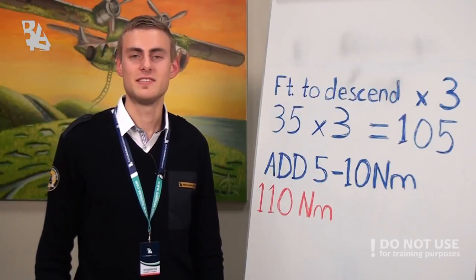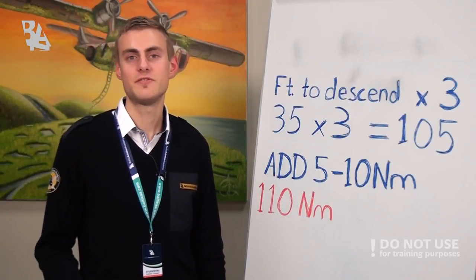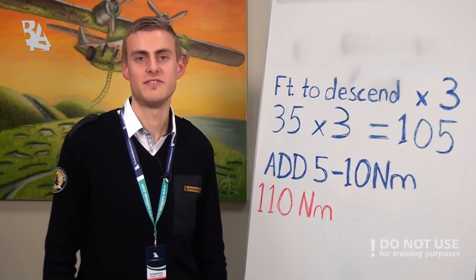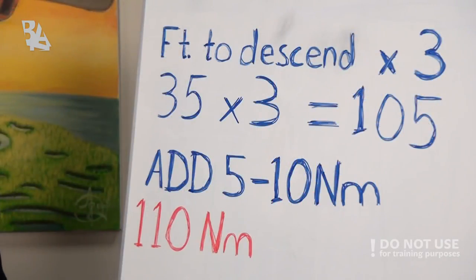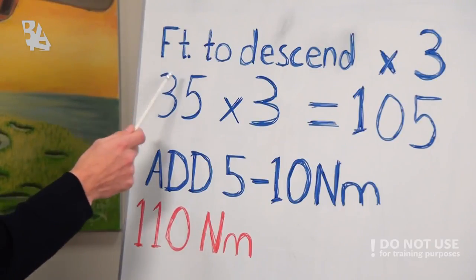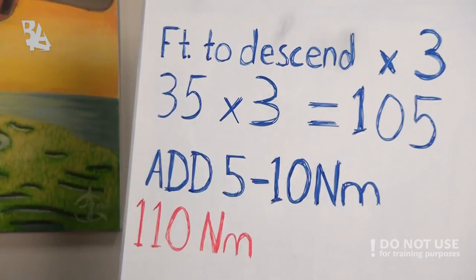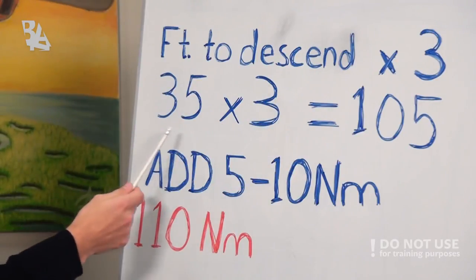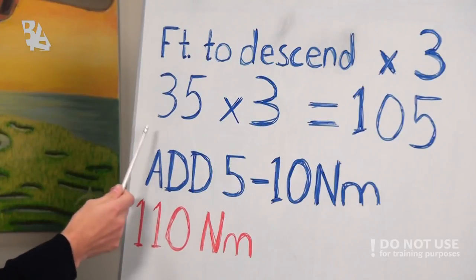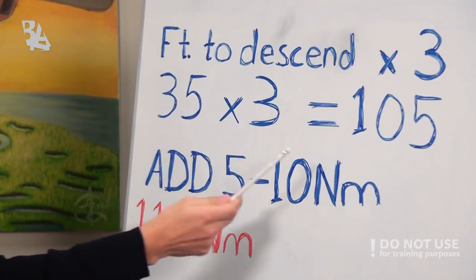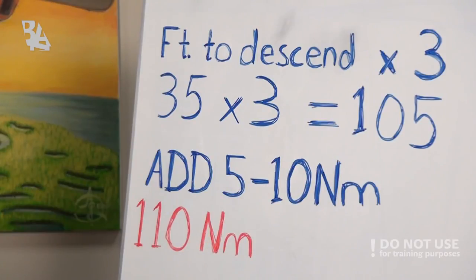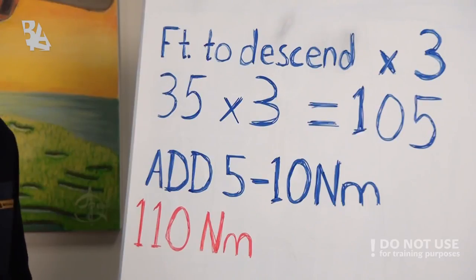The top of descent is the calculated transition from the cruise phase in the flight to the descent phase. So how do we know when to start our descent? Well, one method is to take the amount of feet we want to descend and multiply it by 3. For example, if we are at 35,000 feet, we multiply 35 by 3 and get 105 nautical miles. And then we add 5 to 10 nautical miles just to be safe. So our answer is 110 nautical miles from our destination.